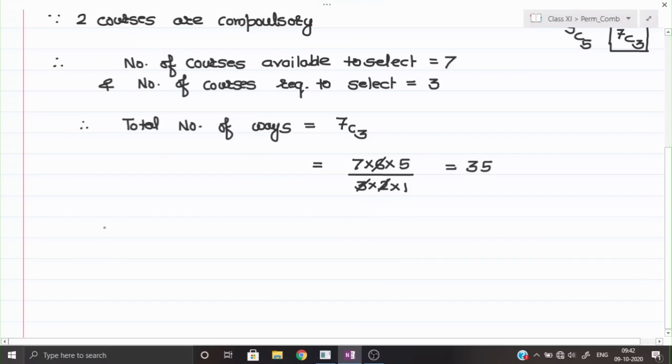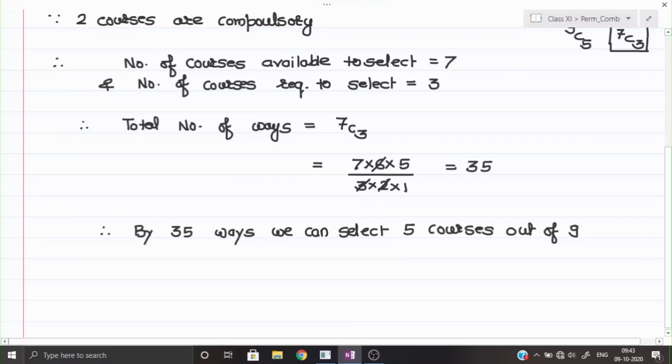So we can say that therefore by 35 ways we can select 5 courses out of 9, while 2 courses are compulsory. Okay, it is like that.